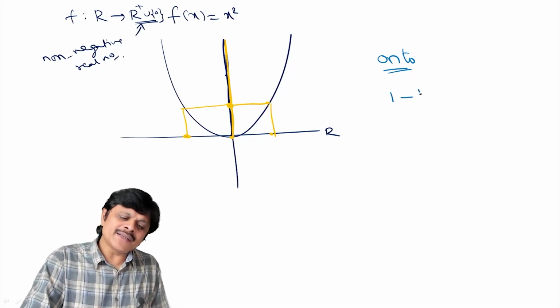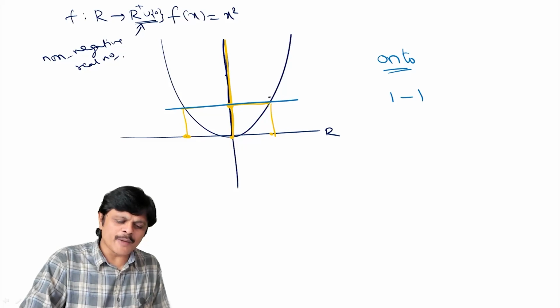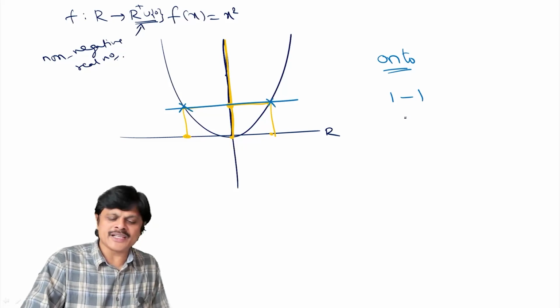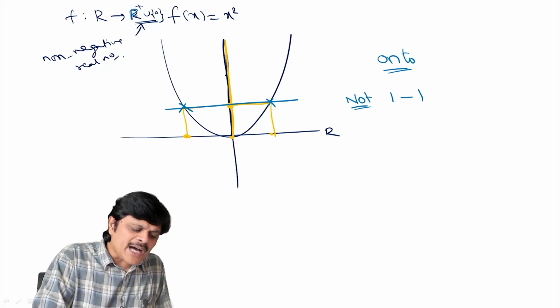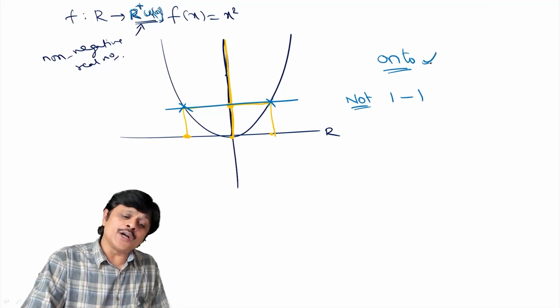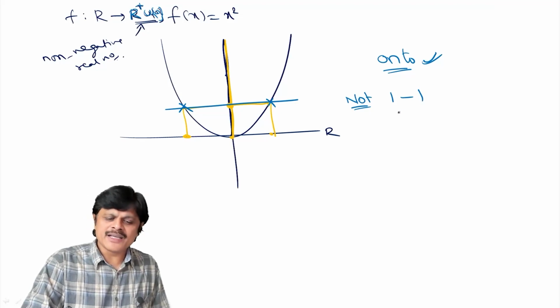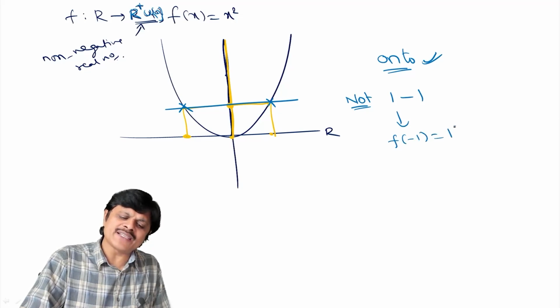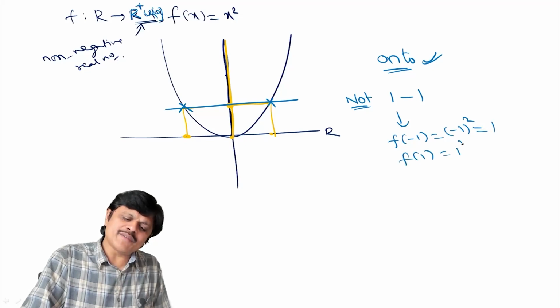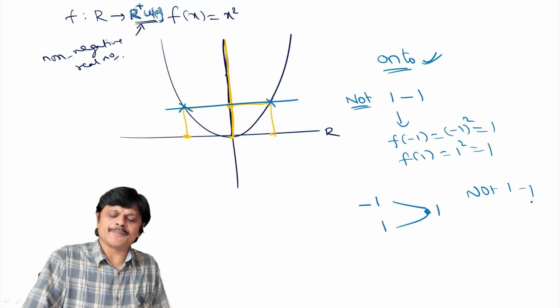Now is it 1-1? Still it is not 1-1, because if you drop a horizontal line, it cuts the graph at 2 points. Therefore it is not 1-1. It is only onto. By making R plus union 0, the non-negative real numbers, the codomain, you made it onto, but it is still not 1-1. You can check by graph, or simply see that f(-1) is (-1) square, that is 1, and f(1) is also 1 square, which is 1. Two different values are going to the same image. Therefore it is not 1-1.